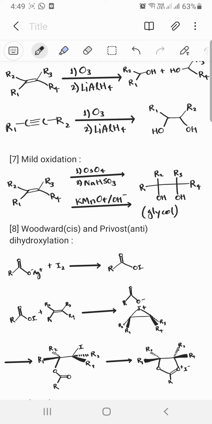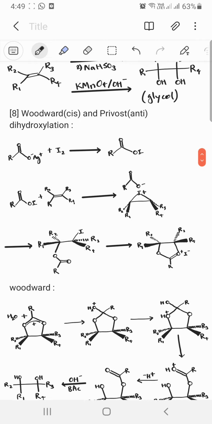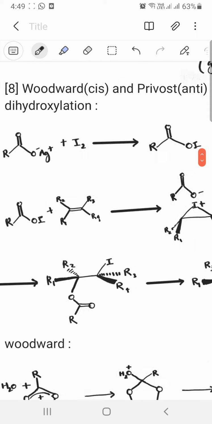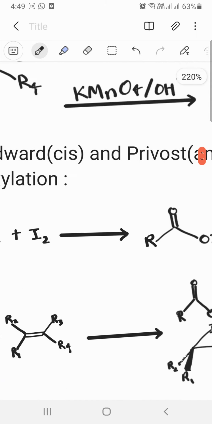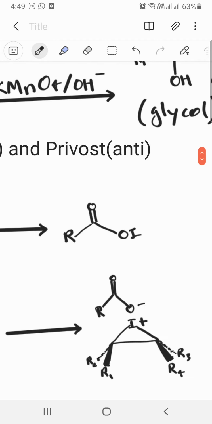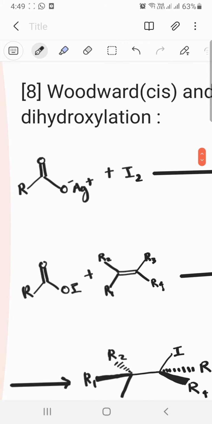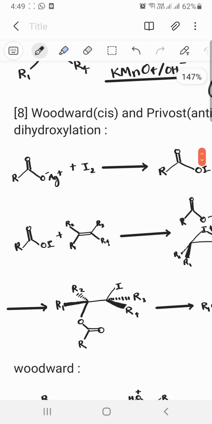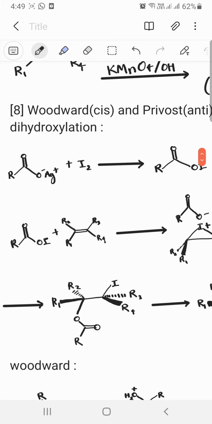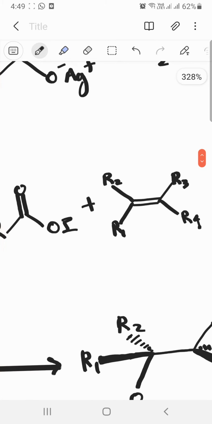Okay, Woodward and Prevost dihydroxylation. So the first steps are almost the same. You just have this thing with I2 over there. You form this thing which has an O-I bond which is weak, right? So from that O-I bond, you can do some stuff. You can add that to alkene because of that weakness, right? It's polarized enough to do that, right?